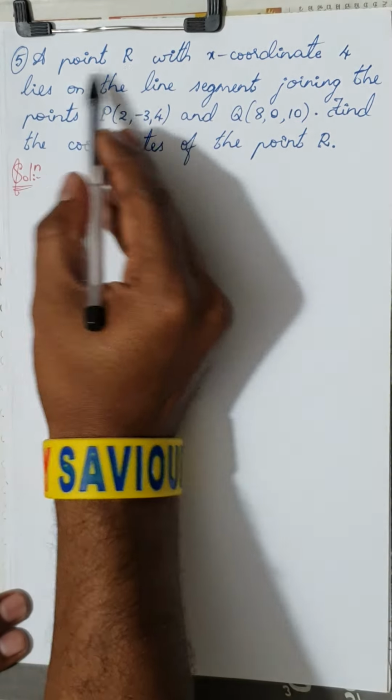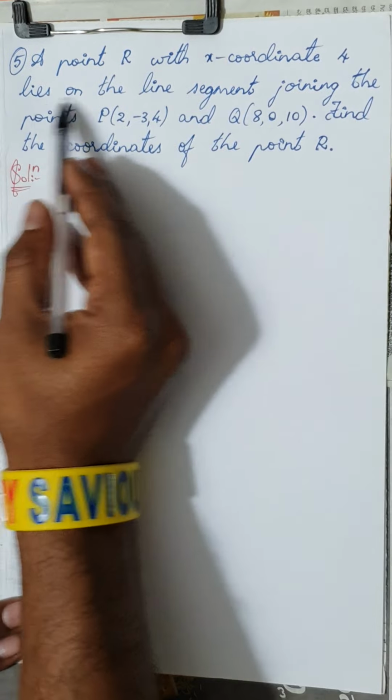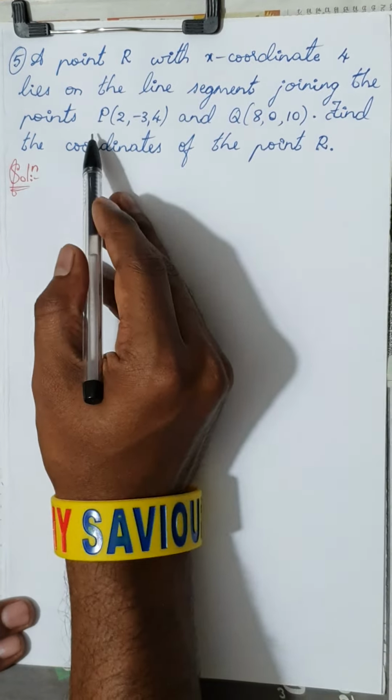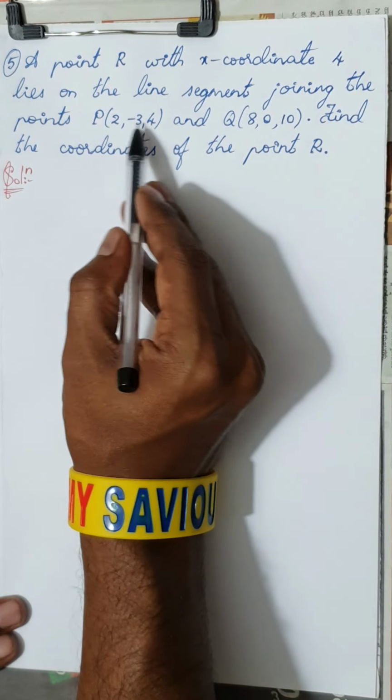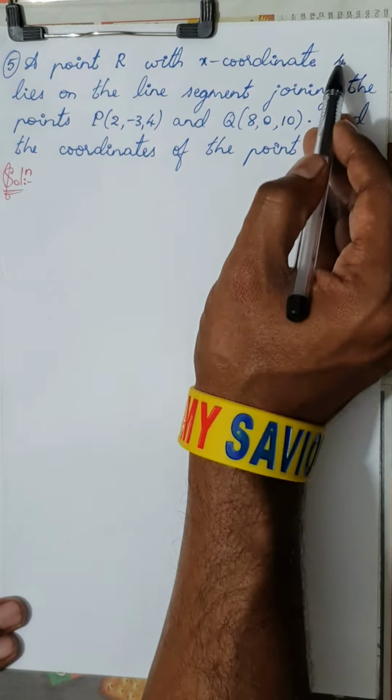Question number 5. A point R with x coordinate 4, understand this correctly, lies on the line segment joining the points. So this point R lies on the line segment joining the points (2, -3, 4) and (8, 0, 10). Find the coordinates of the point R.